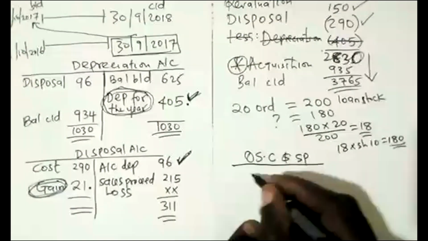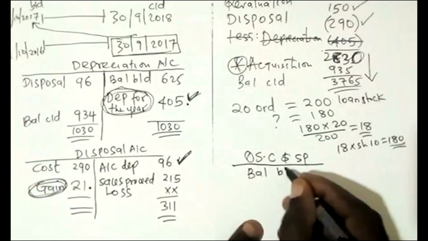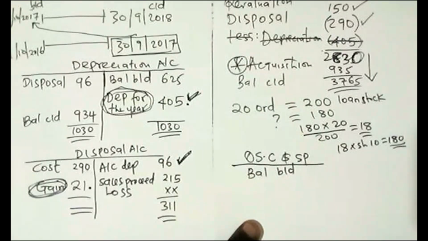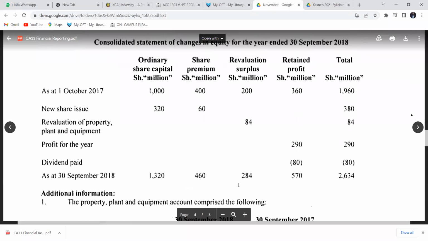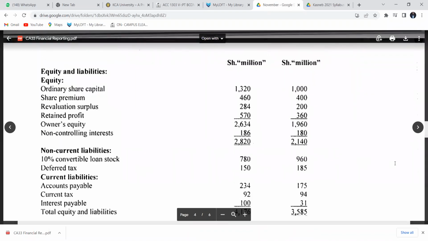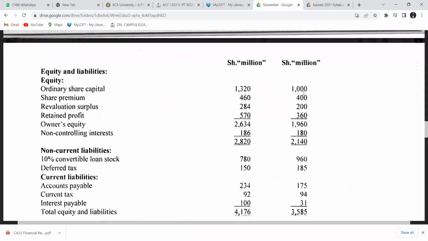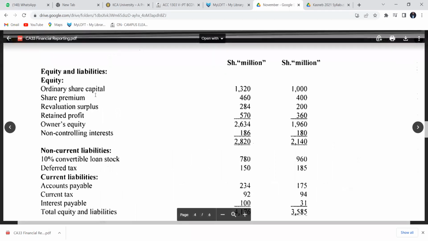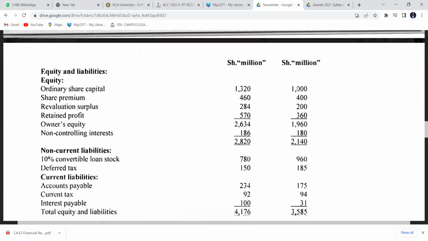So the balance brought down for the ordinary share capital and share premium. So that is 1,400. 1,000 plus 400, that is 1,400. The ordinary share capital and share premium, 1,400.